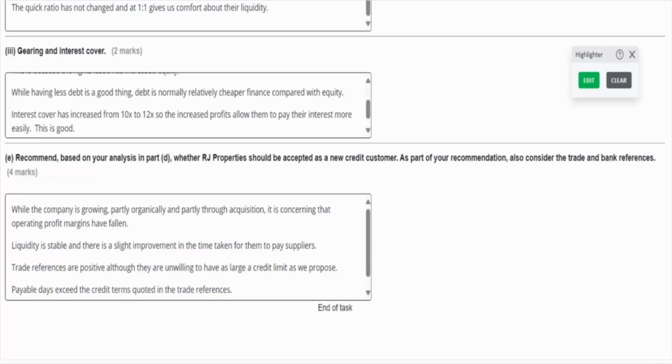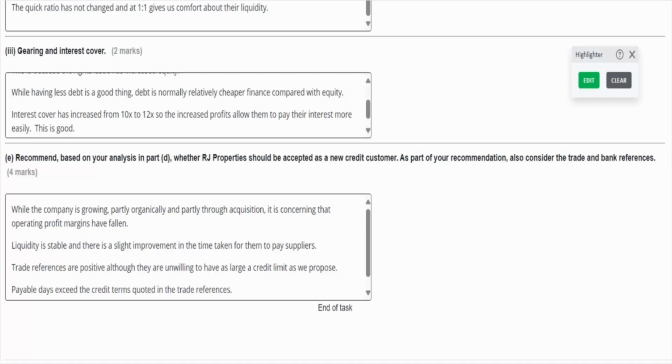For payable days, it fell from 62 to 59. And we plan to offer them 60 days, don't we? So that's good. On average, they're paying within the 60 days, but that is on average though. But we should be cautious because last year they were paying in 62 days, which is more than our credit terms. So that's a little bit worrying.